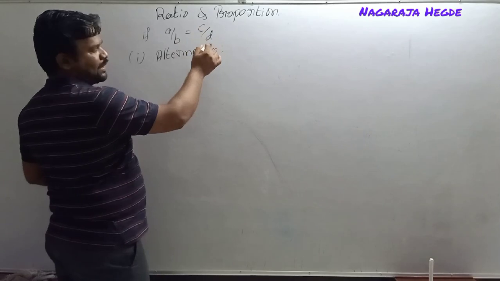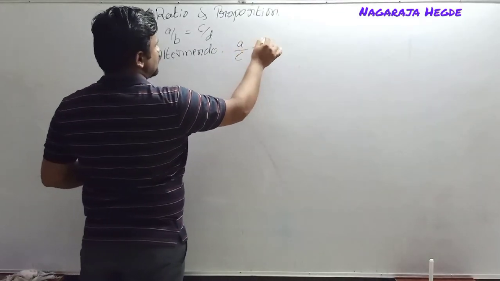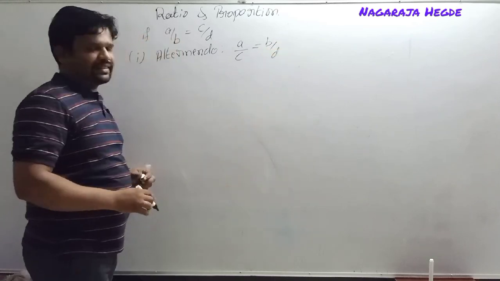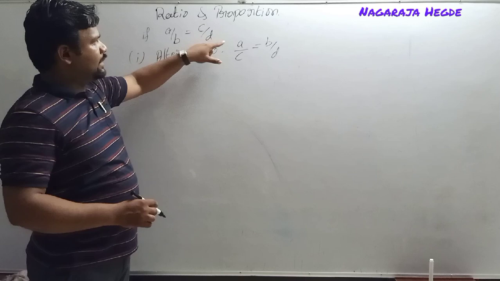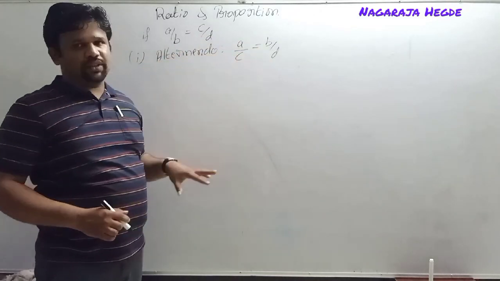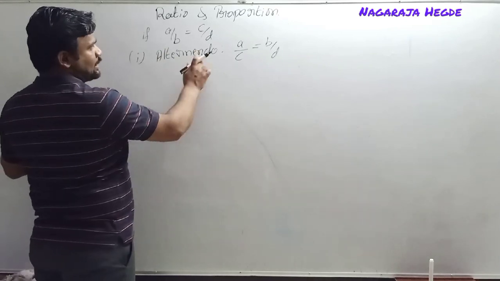A by B, if it is the same as C by D, then we can write it in the form of AC equal to BD also. This is also true. If A by B is the same as C by D, then A by C is equal to B by D also. I will give the example. First I will take all the properties.